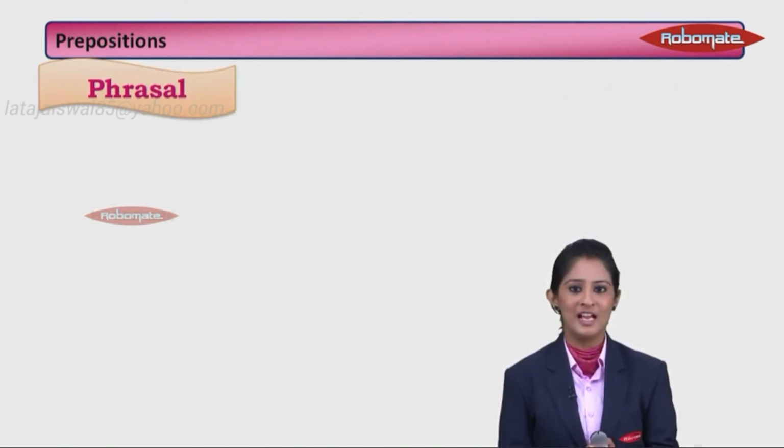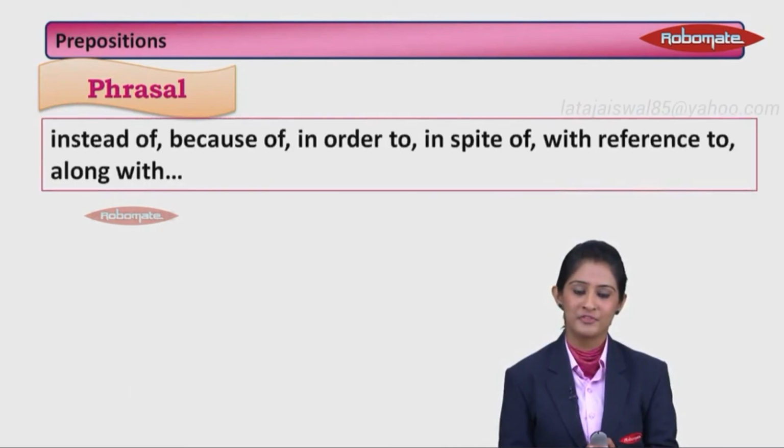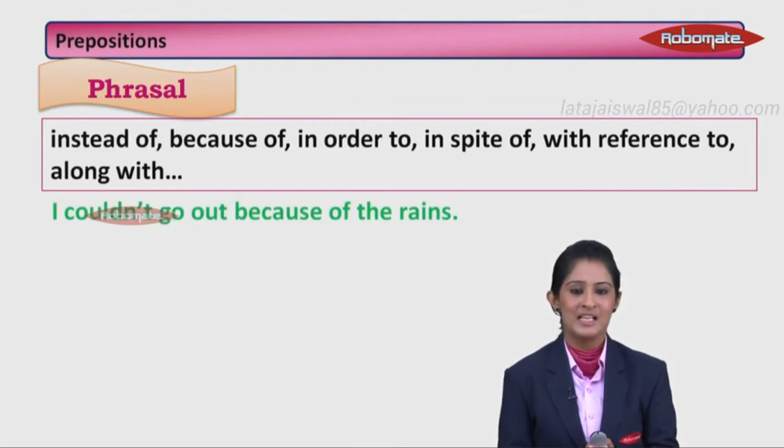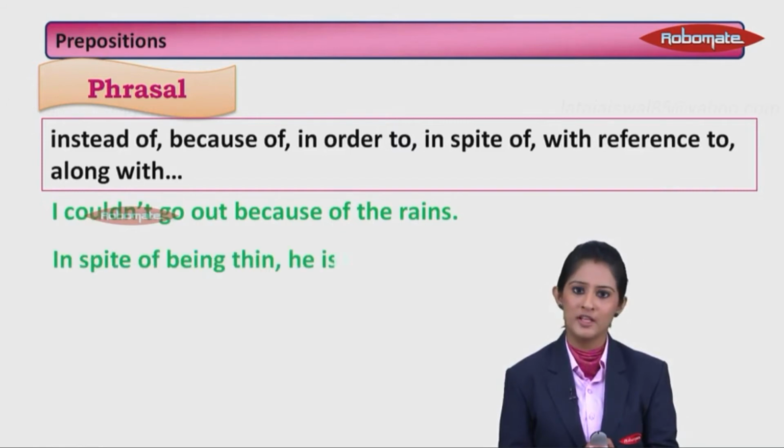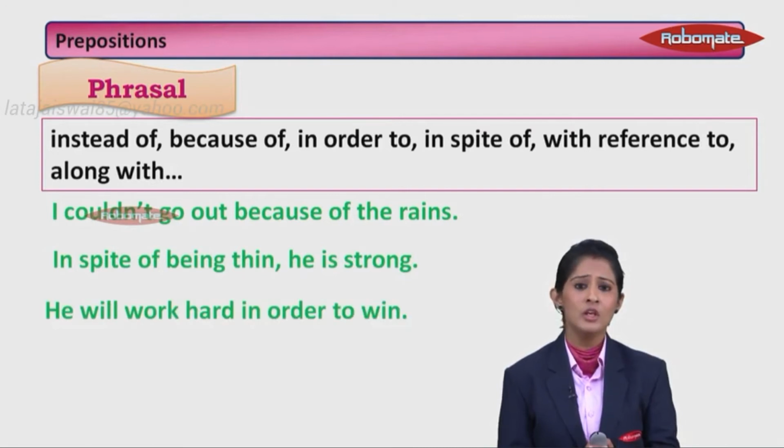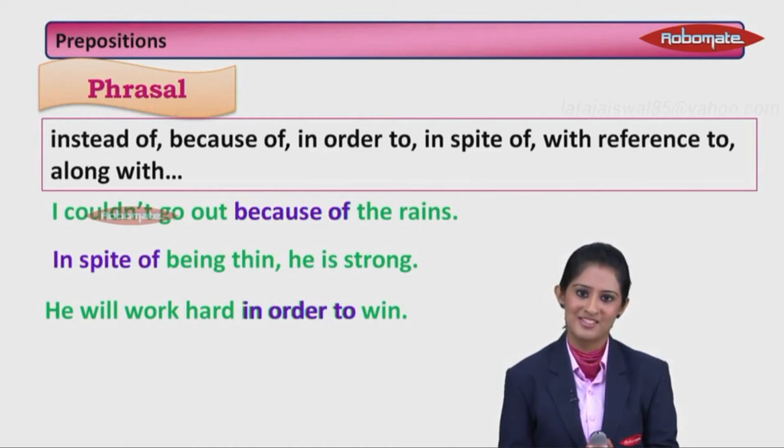Now let's take a look at phrasal prepositions. For example, instead of, because of, in order to, in spite of, with reference to, along with, and so on. Let's take a look at the first example. I couldn't go out because of the rains. In spite of being thin, he is strong. He will work hard in order to win. And in these sentences, we have because of, in spite of, in order to as our phrasal prepositions.